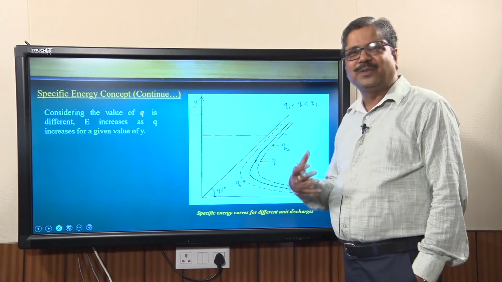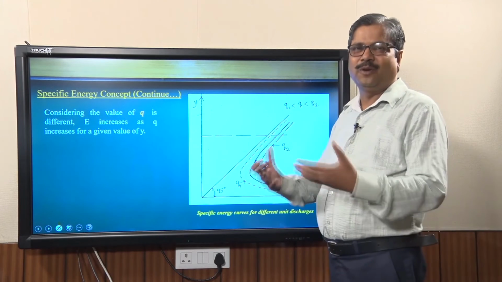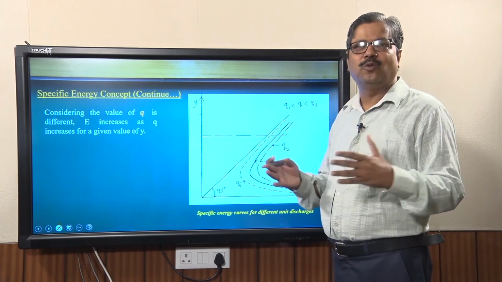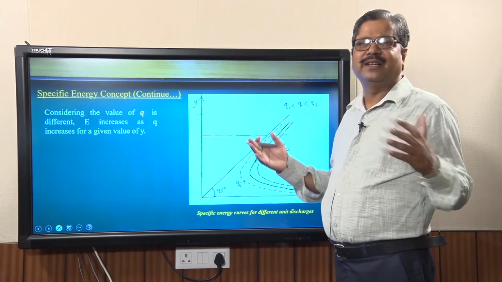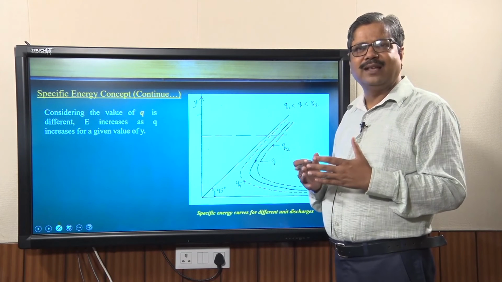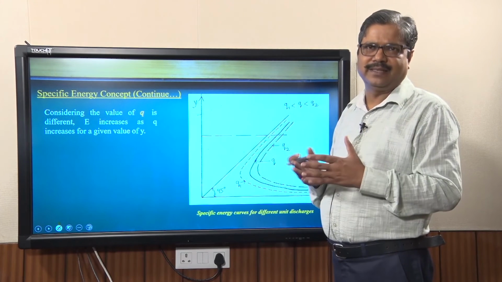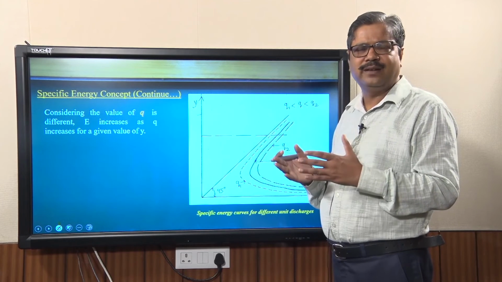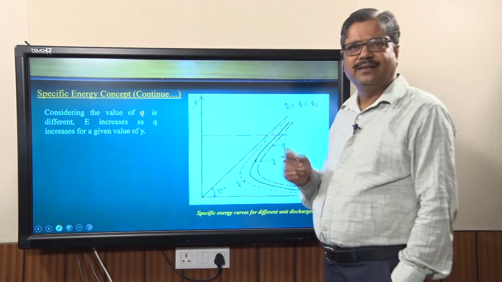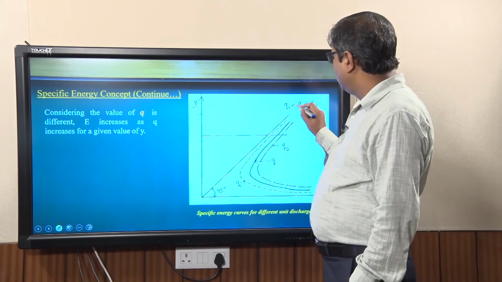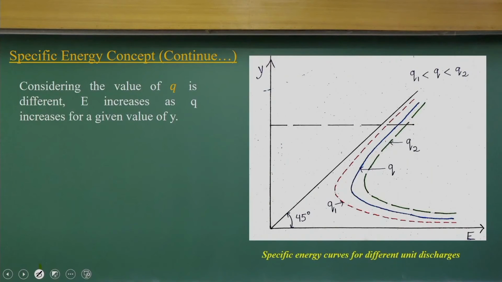Let us understand the specific energy concept from a river point of view. Let me consider that river width variations are happening. The same discharge Q is coming with variations there. As the width increases, the discharge per unit width will decrease, a smaller q. So, if that is the condition, the discharge per unit width is varying from q1 to q2. So, q2 is higher than q, and q is higher than q1. This is the order of increasing.